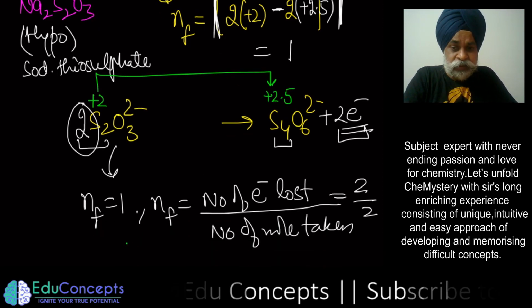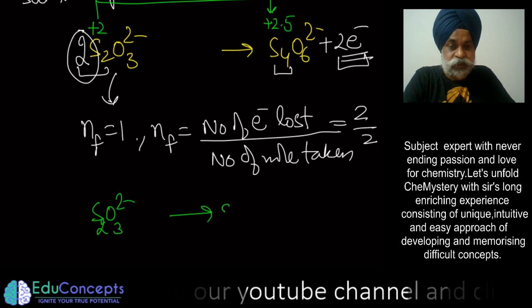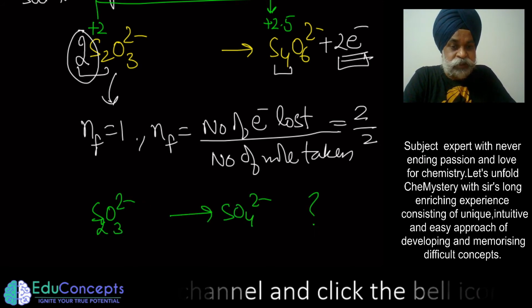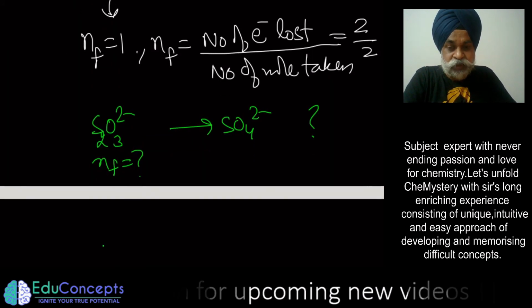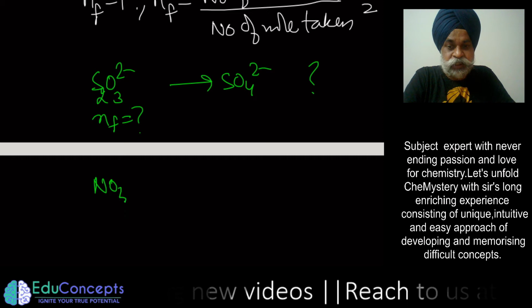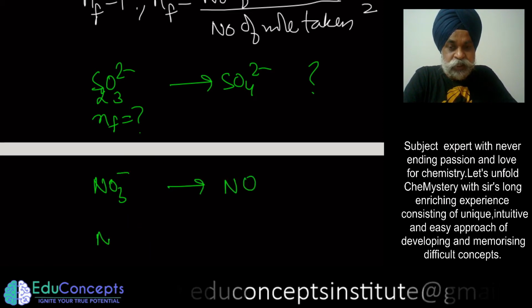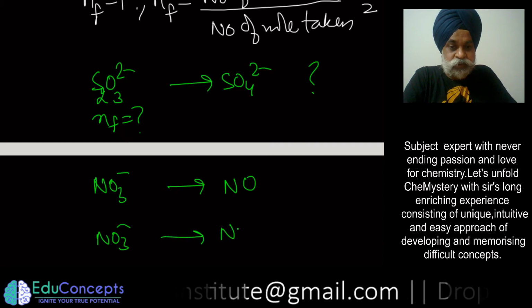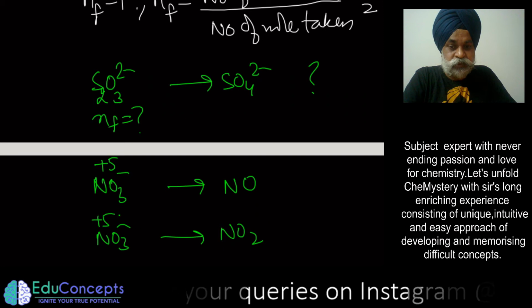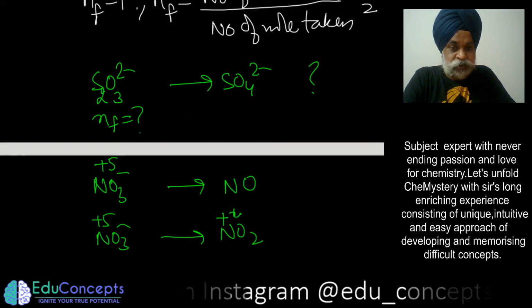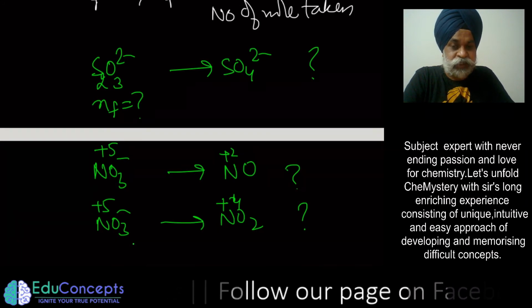For that matter, you can do this question also: if the thiosulfate ion goes to sulfate, then what is its n factor? You can also look into it. There are a lot of questions you can engage with, for example if you have the nitrate ion and it goes to NO, or the nitrate ion goes to NO2. So one element undergoes a change in oxidation state and goes to one product, in this case +4, +2 and so on. What are the n factors of these species?